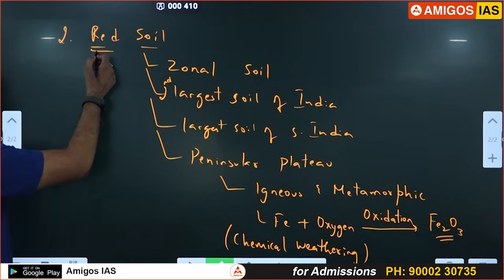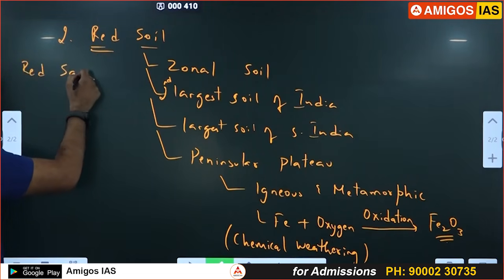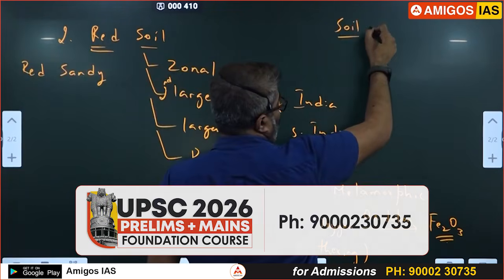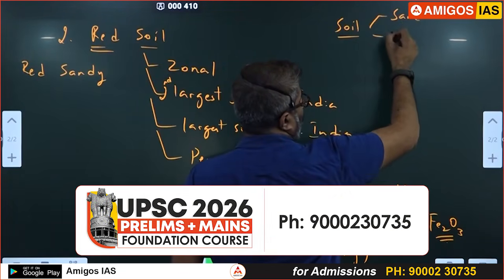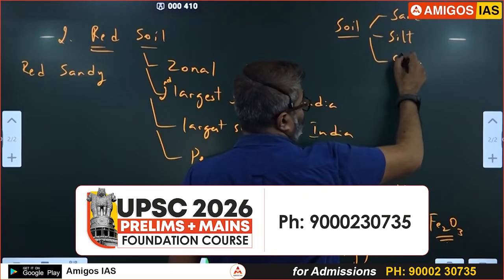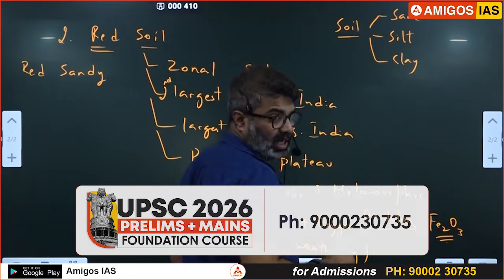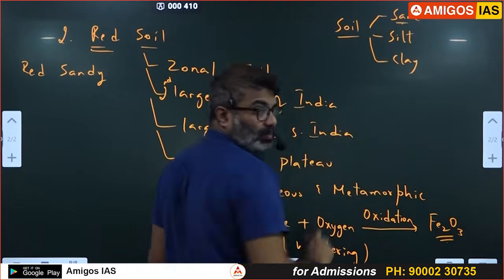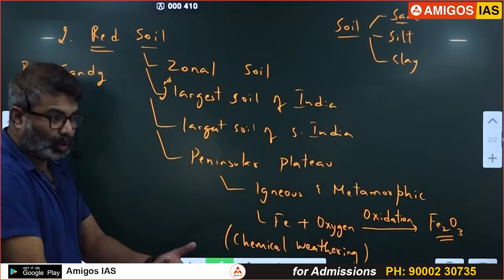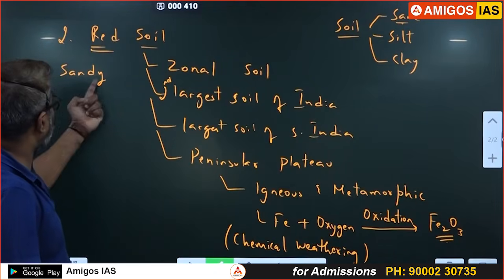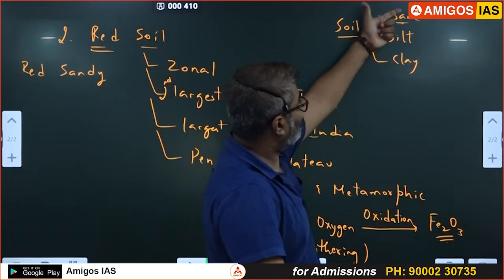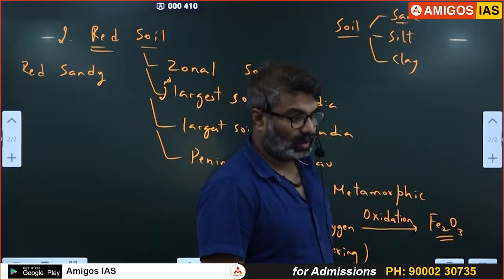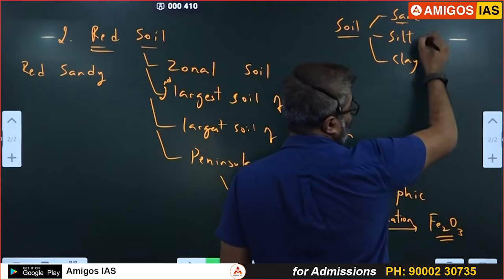So red soil we have three varieties. Red sandy. Remember, I told you in yesterday's class, in soil classification we have sand, silt, clay, three based on the size. I have given the size for each yesterday. Sometimes in the entire soil, sand proportion is more than the other two, then it is called sandy. Sometimes silt is more than these two, silty soil. Sometimes clay is more than these two, clayey soil.